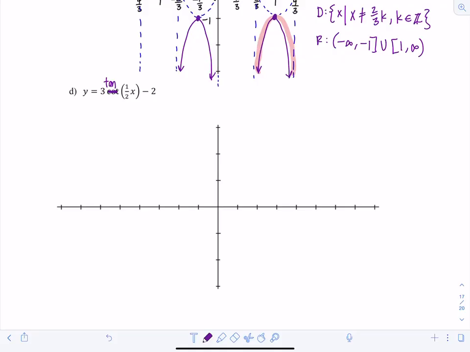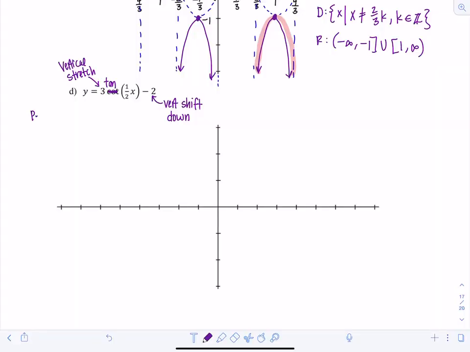The 3 means there's been a vertical stretch. Remember, tangent, cotangent, all of these 4 graphs we're considering in this section, they don't have an amplitude because they're unbounded. What else is going on here? We've got a vertical shift down. And then this 1/2 in front of the x, that's going to affect the period.